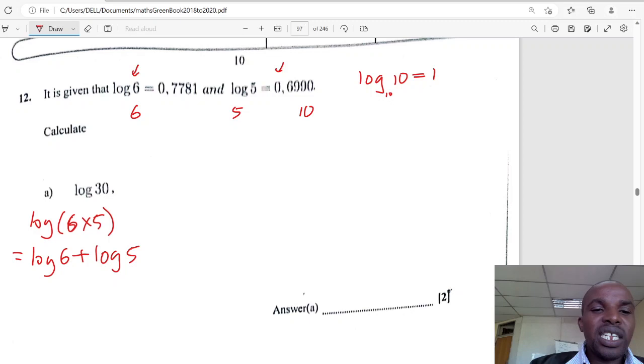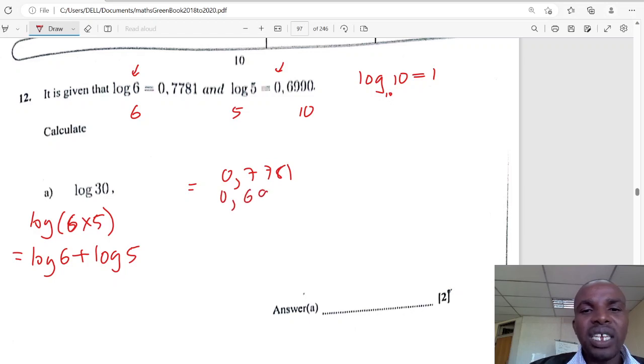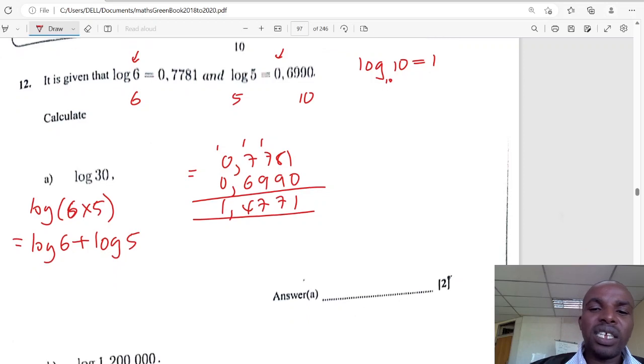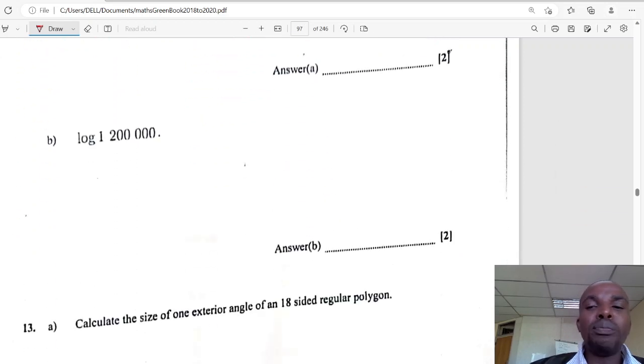So you add. You take log 6, which is 0.7781, plus log 5, which is 0.6990. You add the two. You get 1 here. You get 17, 7 carry 1. You get 16 plus 1, 17, 7 carry 1. You get 14, 4 carry 1, 1 point. So that's the answer. Then next, log 1.2 million.